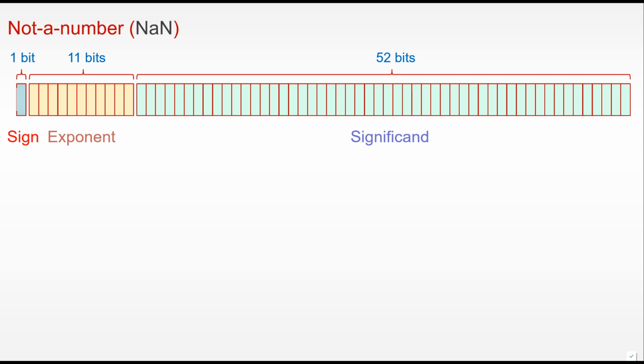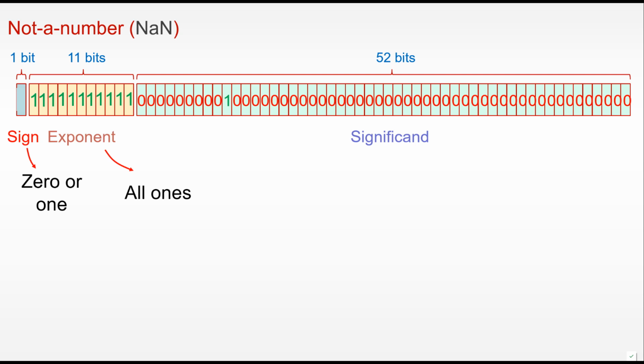So how do we define a not a number? We can have 0 or 1 for the sign, so both positive and negative would be allowed there. We would have all ones in the 11 bits of the exponent, just like the infinity numbers. But unlike the infinity numbers, which had all zeros in the significand, this time around we would have any number but all zeros. So even if we have a single one, the combination of bits on the screen would give us the not a number type.